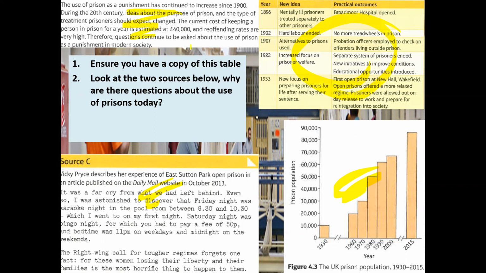The right wing call for tougher regimes. Forget one fact: these women losing their liberty and their families is the most horrific thing to happen to them.